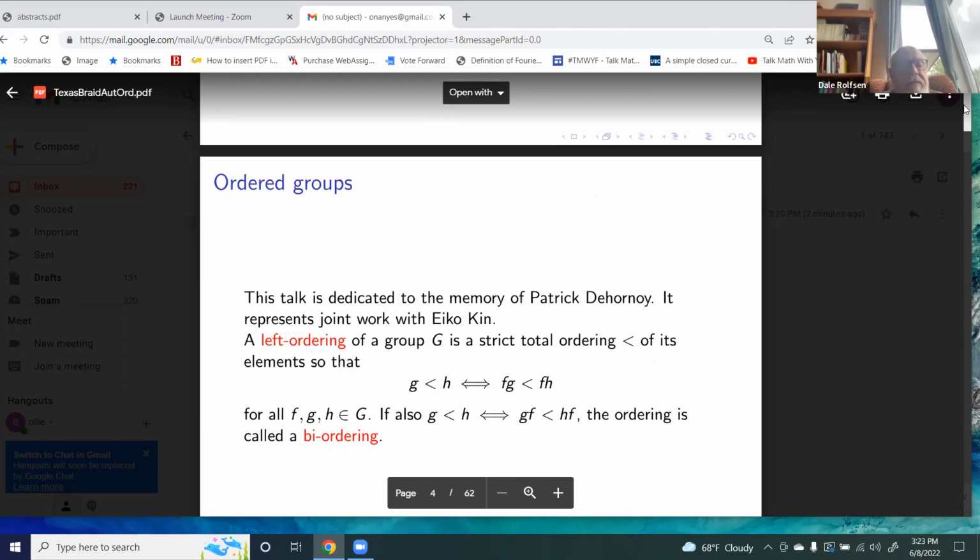A left order can be turned into a right invariant ordering in a simple way. But if an ordering is both left and right invariant, we'll call it a bi-ordering. And that's an even stronger condition on a group.